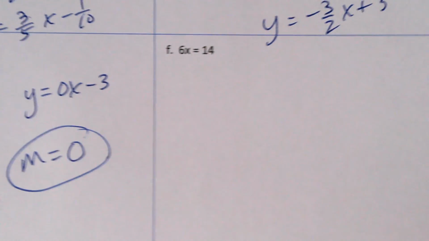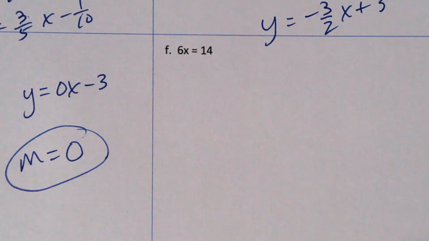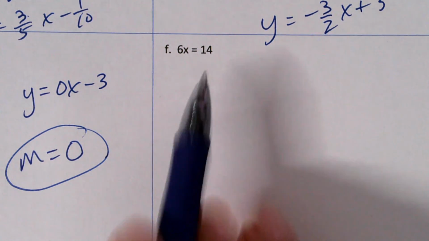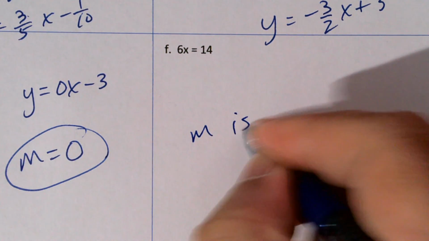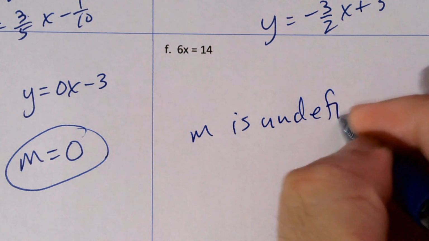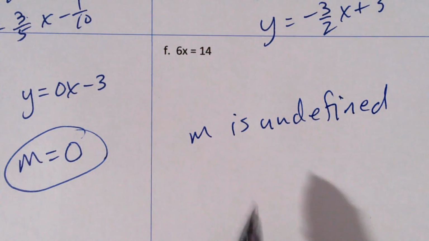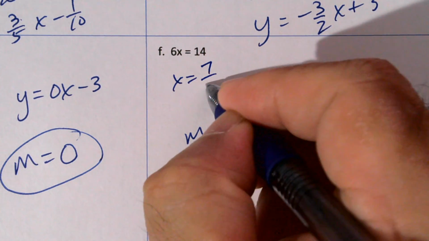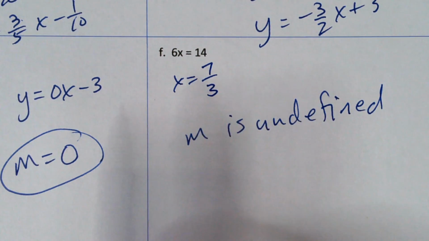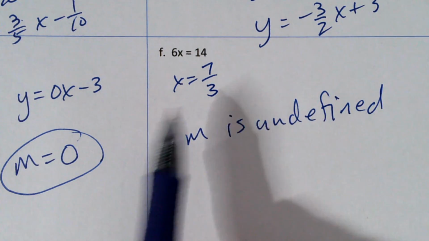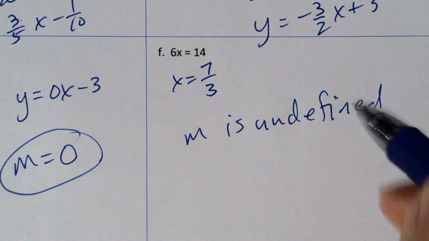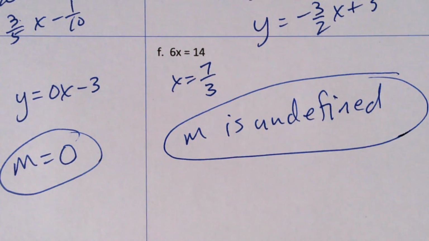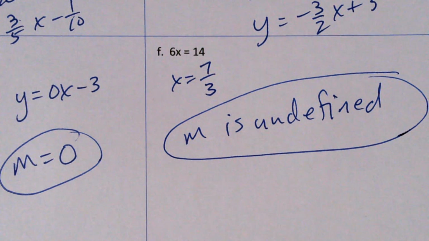Same reasoning for f. In fact, there's not much I can do. There is no y. If there is no y, then the slope is undefined. There's no shortcut thing here. Even if I divide by 6, I get x equals 7/3. There's still no y. Nothing really happened here. If there is no y, the slope is undefined. And so you didn't miss much Friday. That's it. That's it for Friday.